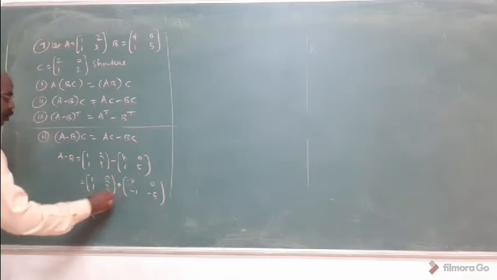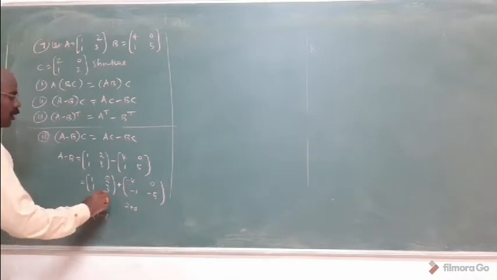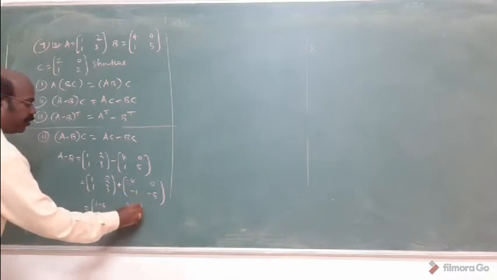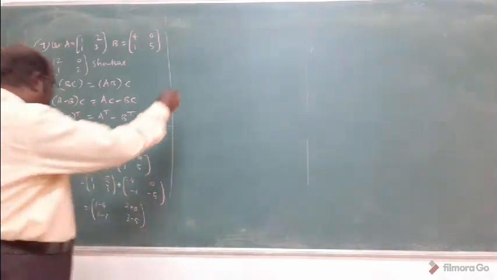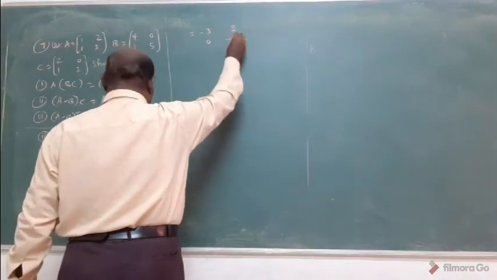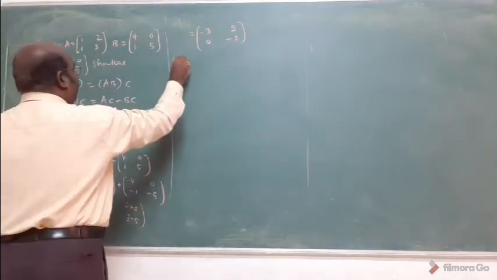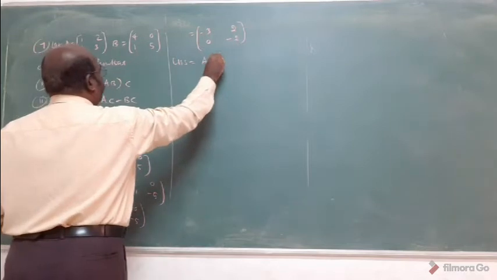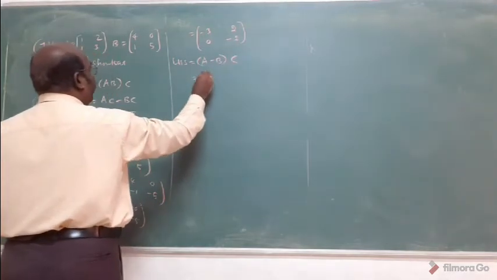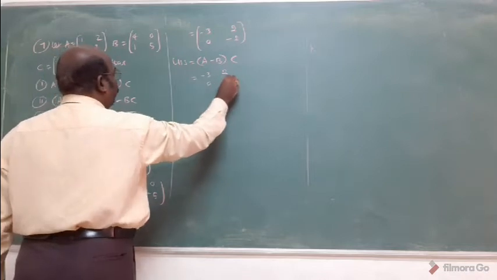Now, in between plus means adding the corresponding elements. 1 minus 4. Am I right? 2 plus 0. 1 minus 1. 3 minus 2, 5. In this way, we subtract and get the answer: minus 3, 0, 2, minus 2. This is A minus B. Now, let us put A minus B into C. A minus B is what? Minus 3, 0, 2, minus 2.